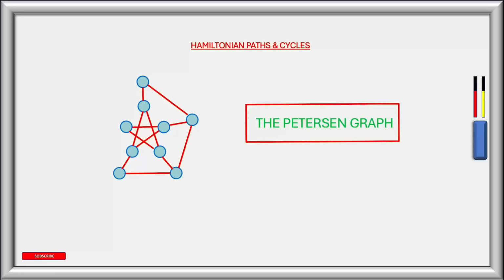So let's try it. I've deleted a single vertex, so we now have 9 vertices. So we should now have a Hamiltonian cycle. Let's give it a go.